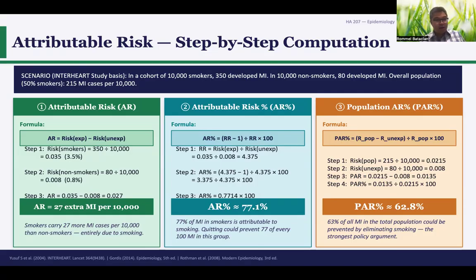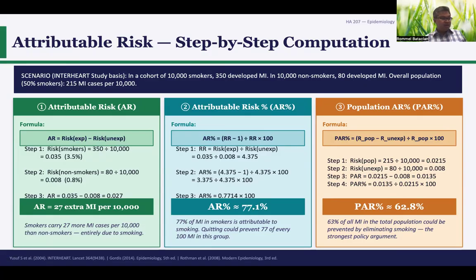And then finally is the population attributable risk percent. So it now expands the question to the entire population, not just those who are exposed. So the question that it answers is if we eliminated smoking from the entire population, what fraction of all MI cases could we prevent? So these are the steps. So the first one is what is the risk in overall population? So again, based on the data that's given, it's 215 per 10,000.